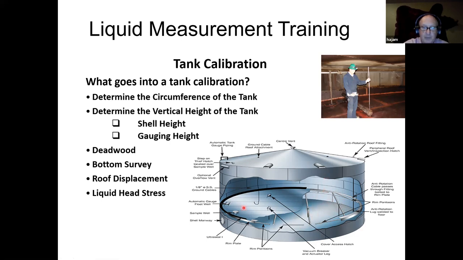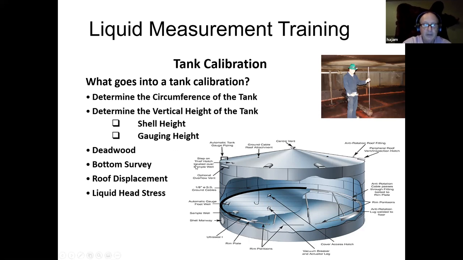Roof displacement, if there's a floating roof, this indicates a floating roof here. We need to know what that weighs and how much it displaces a liquid that's in the tank, based on the gravity of that liquid. It would displace more or less based on the gravity. Heavier gravity, it displaces less. The lighter the gravity, it displaces more. That's a calculable number that needs to be applied to your gauge. And we'll get to that in a few minutes.